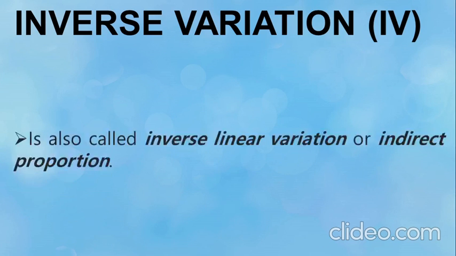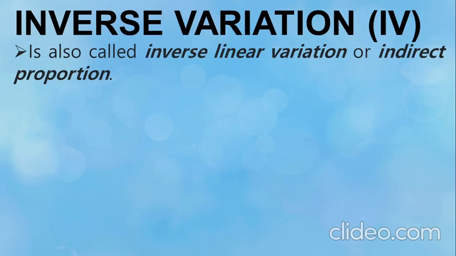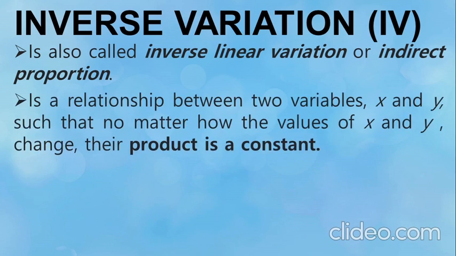So what is inverse variation? Inverse variation is also called inverse linear variation or indirect proportion. It is a relationship between two variables x and y such that no matter how the values of x and y change, their product is constant.